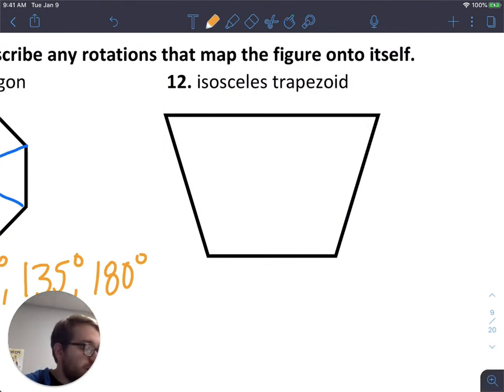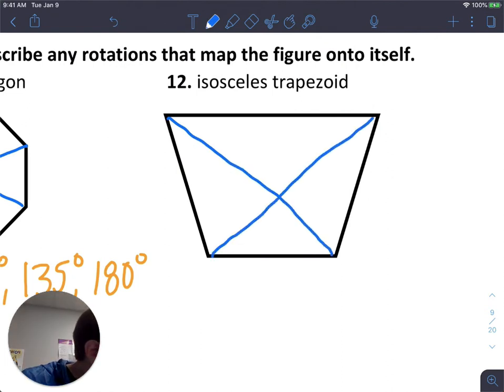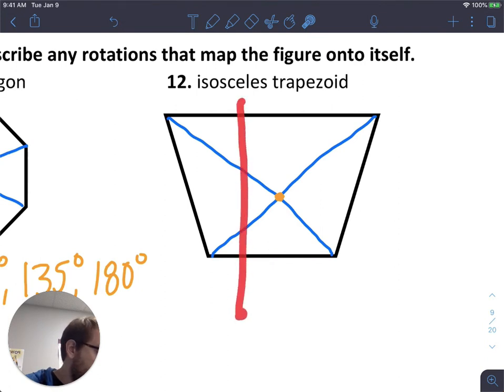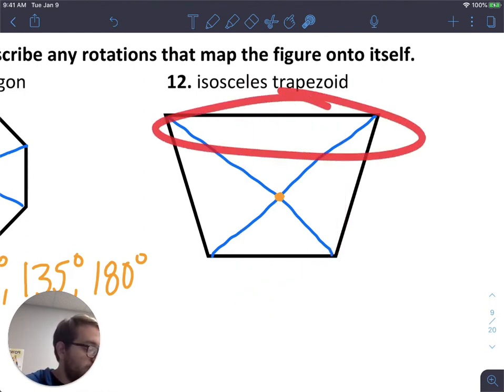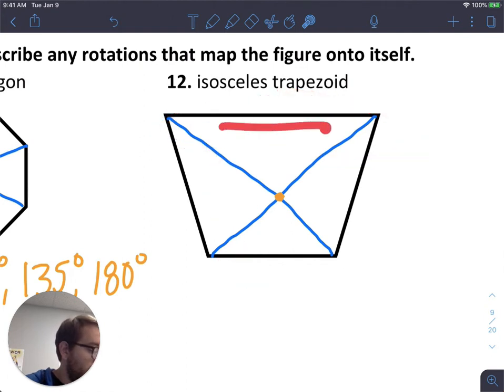Last one, number 12, the isosceles trapezoid. So if I look at these triangles again inside by connecting, is this point a center of symmetry? As I rotate this figure, is it going to map onto itself? Well, if I rotate it 90 degrees, that would look like this, roughly. And is that on top of itself? No. And if I rotate a full 180 to where this is now down here, it would look like this. And is that going to map onto itself?